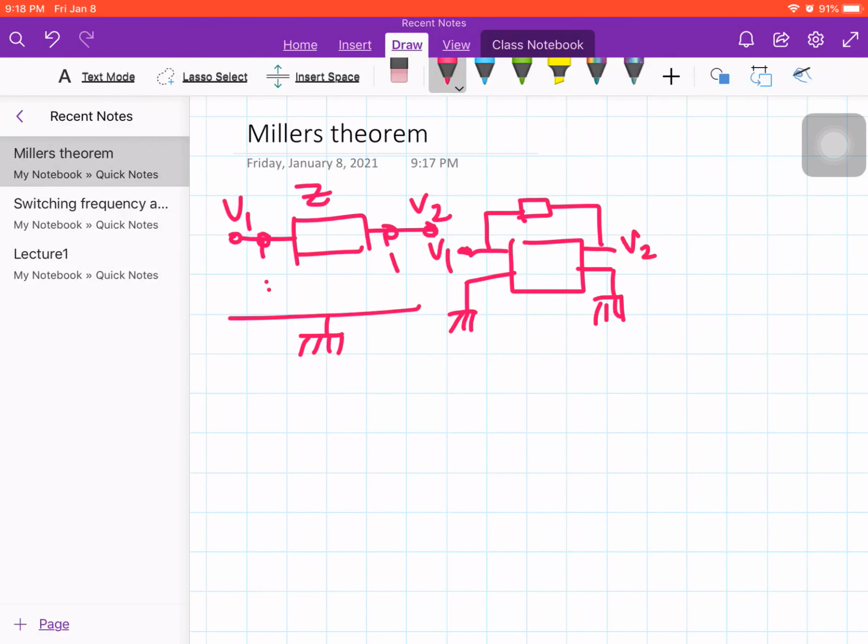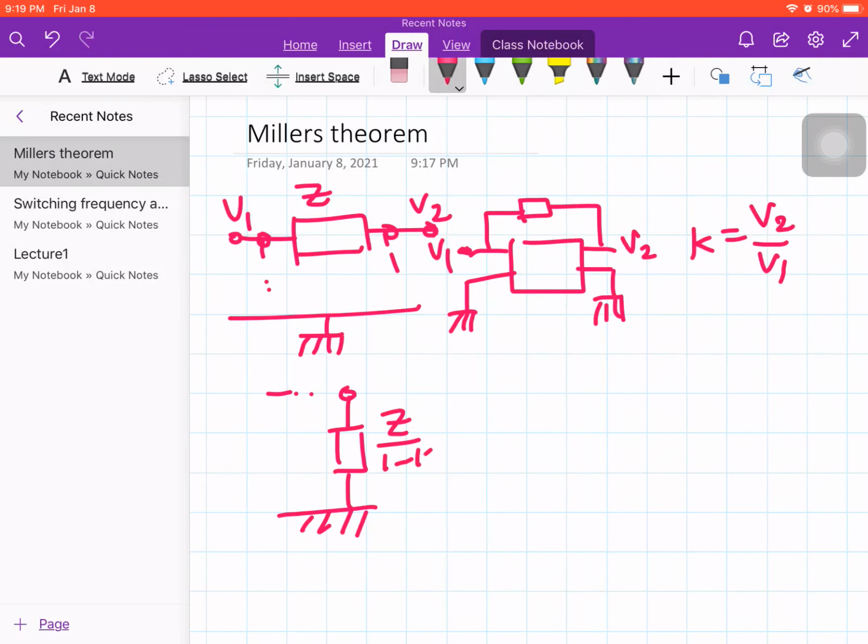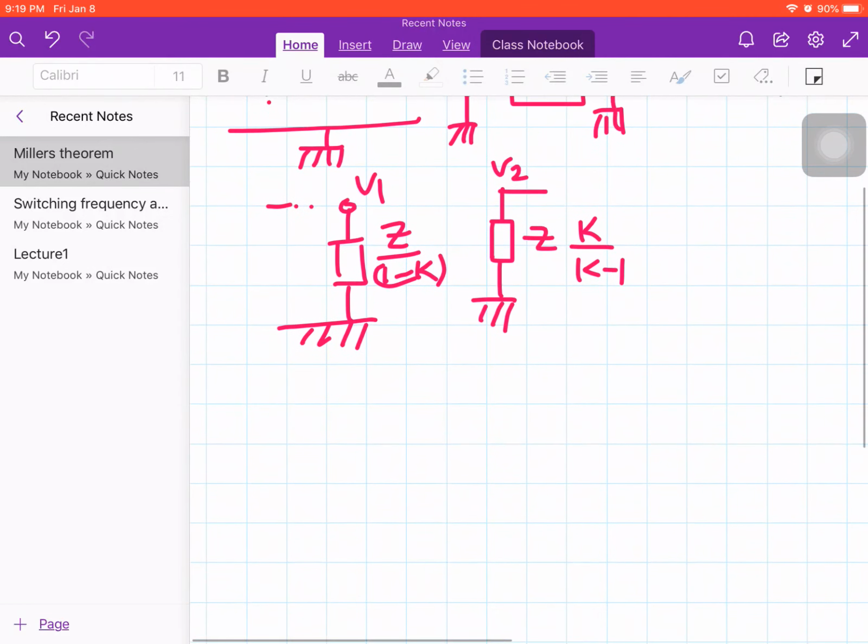What the theorem says is, given K is equal to V2 by V1, we can represent the same circuit with another form, in which you can represent the circuit with these transformed impedances. So this Z is equal to K by K minus 1.